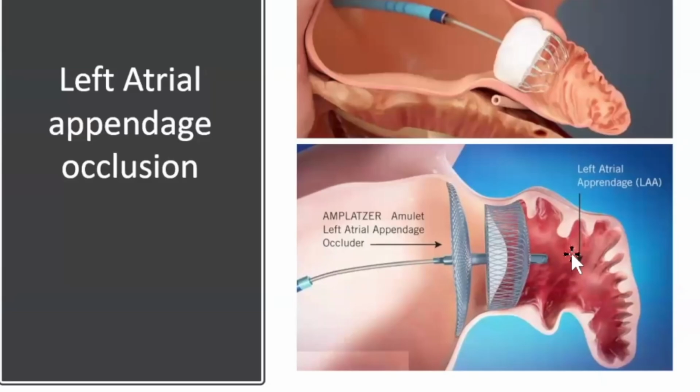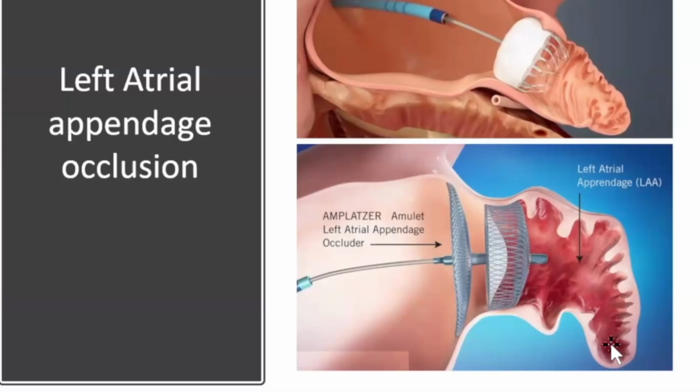And just to add one extra thing. Some patients with atrial fibrillation also benefit from getting a left atrial appendage occlusion device. And these devices are sort of like corks that we can put into this left atrial appendage I talked about earlier.